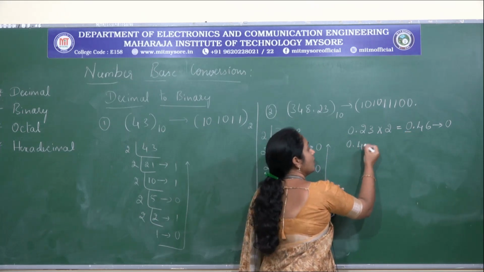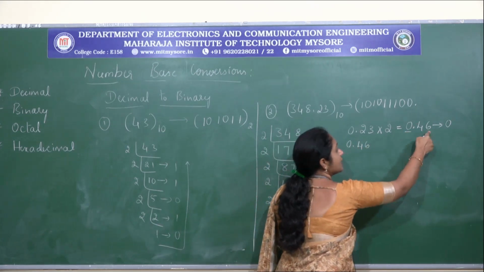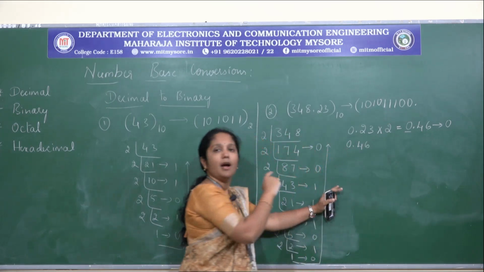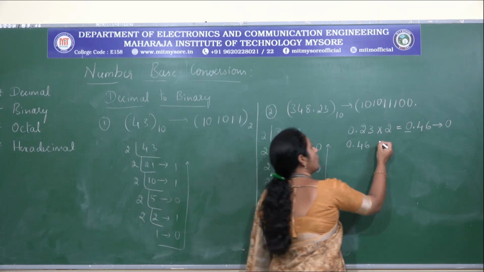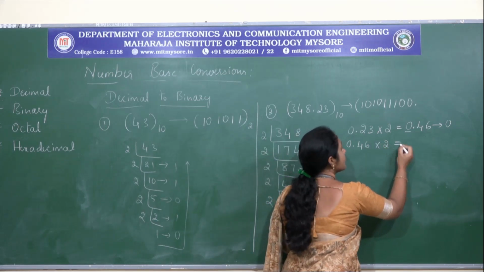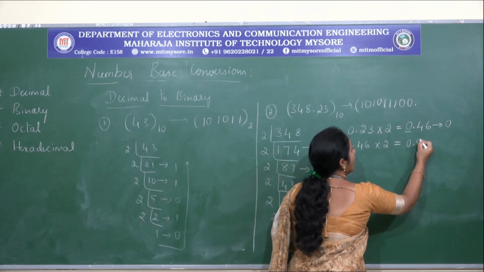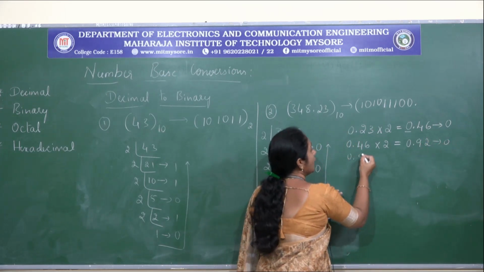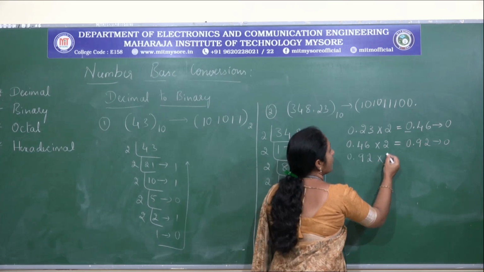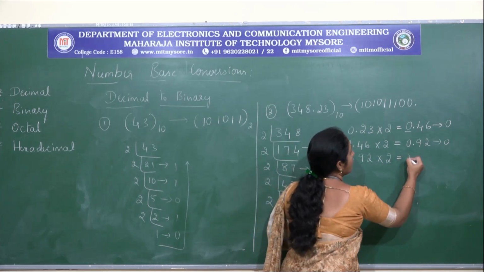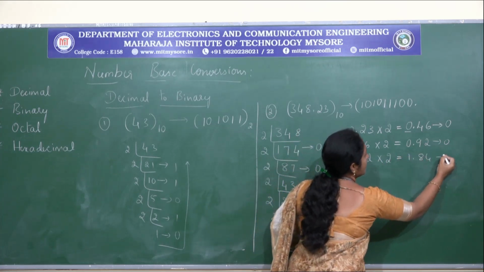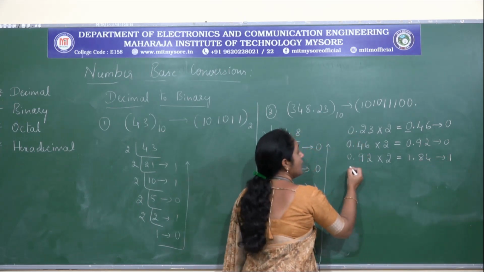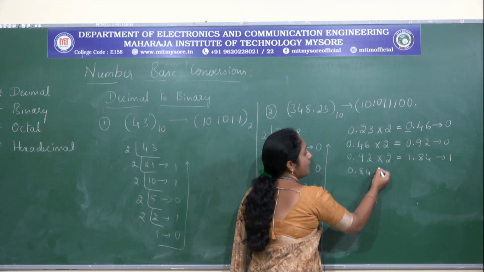So what are we supposed to do? We are supposed to pass only the digits after the decimal point. Even if it is 1, you need to make it 0 and send it to the next step. 0.46 into 2. What is the equivalent? 0.92. So here I have 0, note down. 0.92 into 2. What is 0.92 into 2? It is 1.84. So what is the digit before this decimal point? 1. Note down. Pass only 0.84 to the next step.